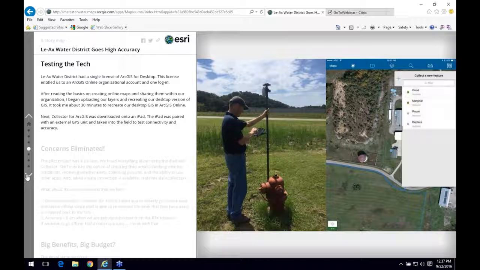So I guess that's a good place to move into your concerns eliminated slide, where you did have positive results to what I call your pilot project. I know we've talked a lot, so I feel like I need to get out there and collect some points with you and your guys.